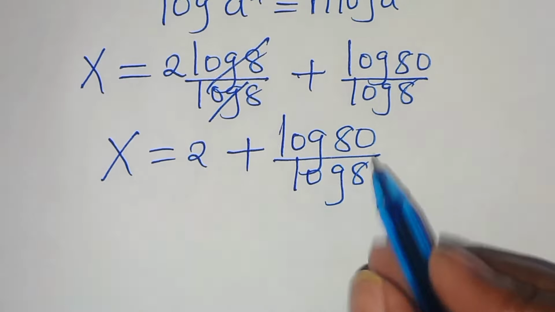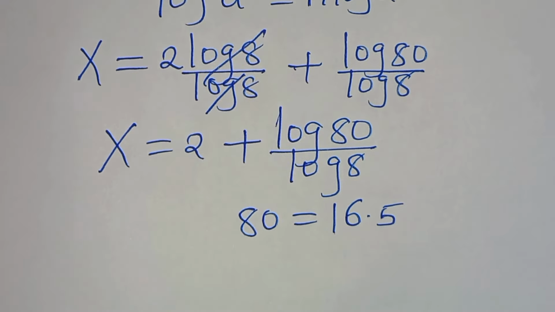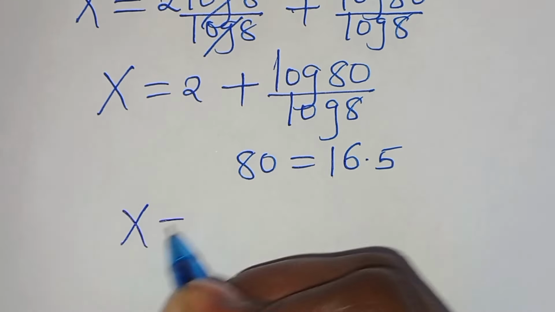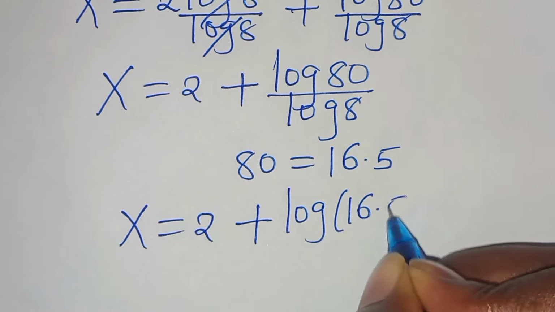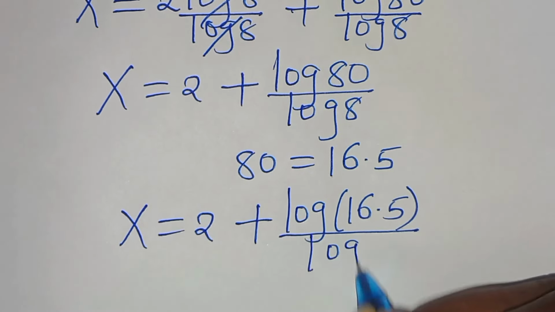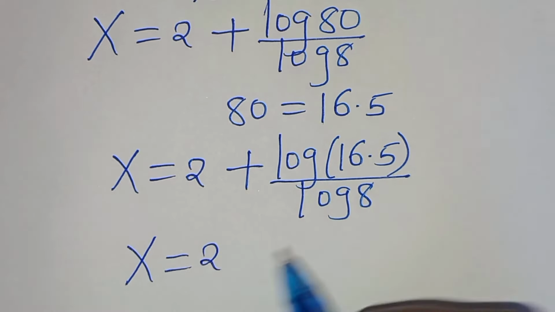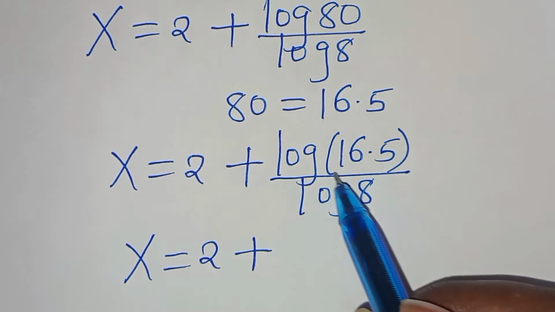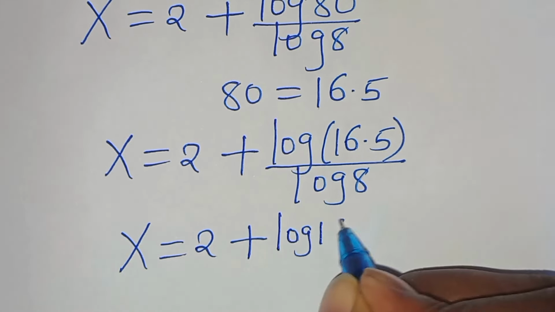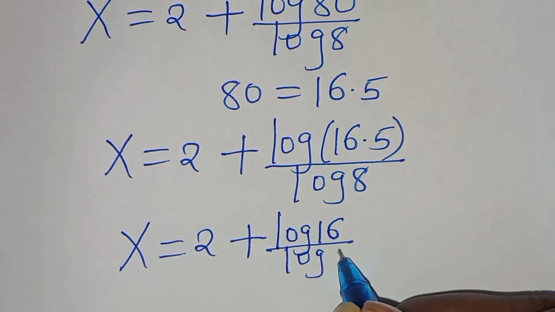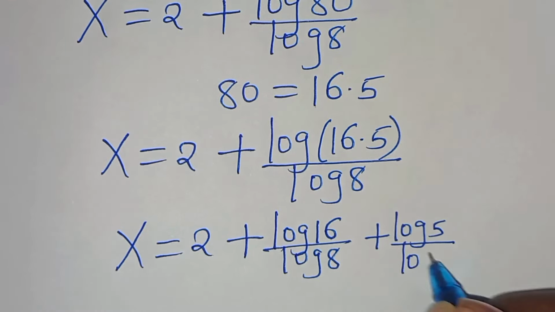The next step is that we can express 80. This is the same thing as 16 multiplied by 5. So that now we have x is equal to 2 plus log 16 multiplied by 5 divided by log 8. So from here, we have that x is equal to 2 plus, now we can express log 16 multiplied by 5. This is the same thing as log 16 divided by log 8, then plus log 5 divided by log 8.